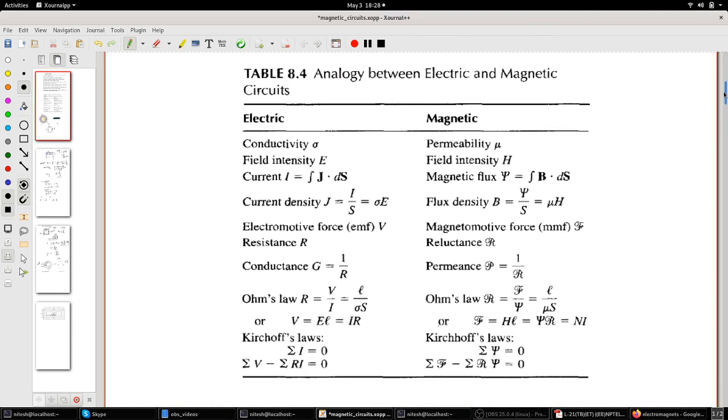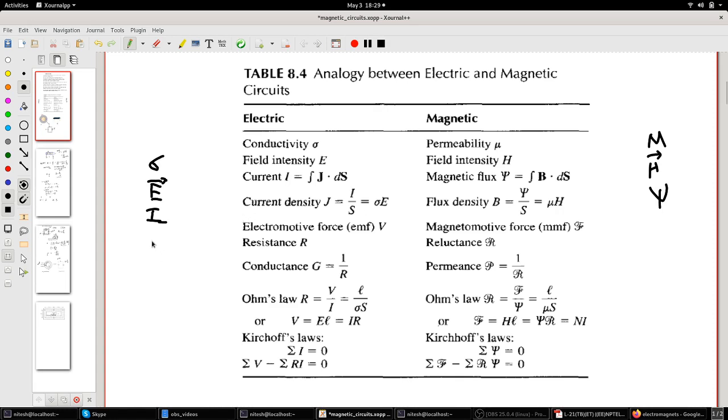So analogy-wise, we have looked at conductivity sigma, which is the same as mu in the magnetic circuit. You have electric field intensity E in the electric circuit. In the same way you have H, which is magnetic field strength, in the magnetic circuit. You have current I in the electric circuit, which is the same as flux in a magnetic circuit. Flux is the analogous quantity to current I. Flux is given as B dot ds.